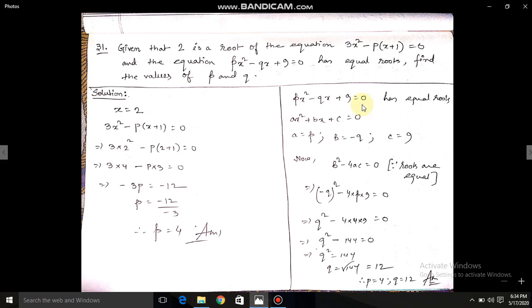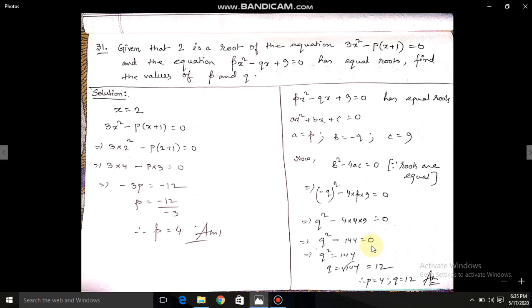this with the general form. So a has become p, a is equal to p, b is equal to minus q, and c is equal to 9. Now since the question says that this equation has equal roots, so b square minus 4ac is equal to 0. Now put the value of b, that is minus q whole square, minus 4 into a is how much, a is p, and c is 9, is equal to 0. So minus q whole square is q square. So minus 4 into what is the value of p? We have got it here, 4. So 4 into 9 is equal to 0.